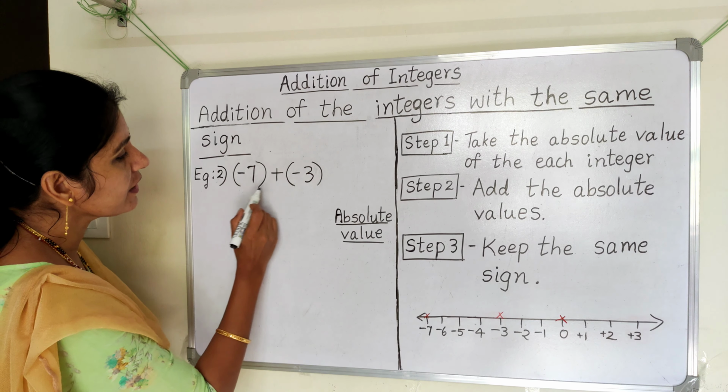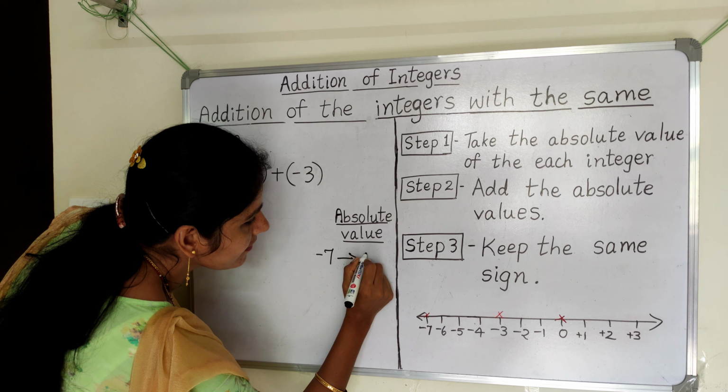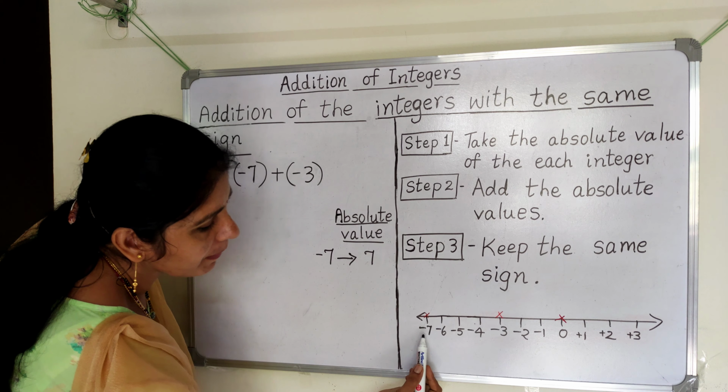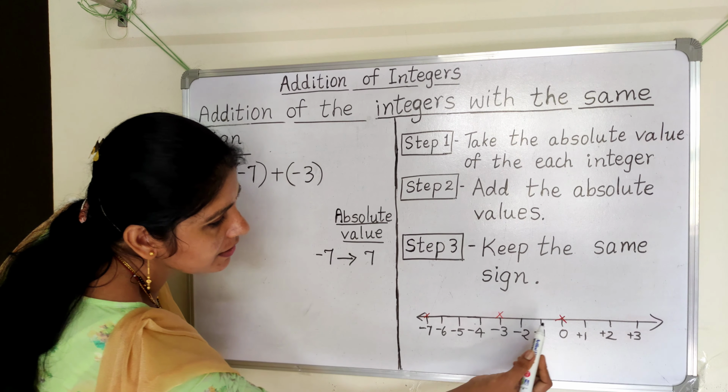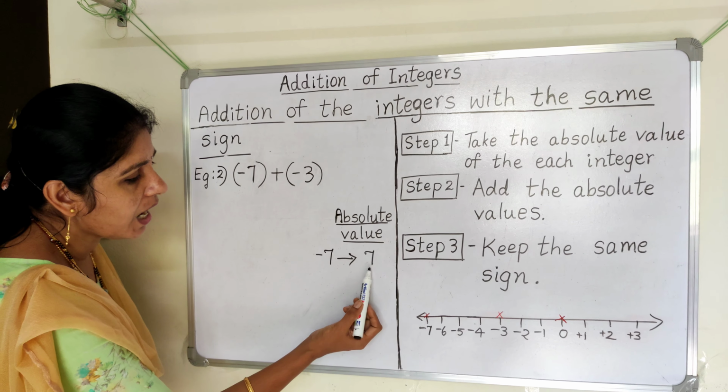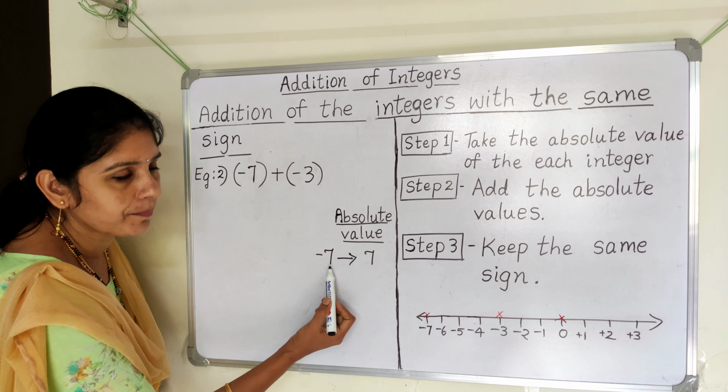Okay, the first number is -7. Its absolute value is 7. Observe the number line. 0 is here, -7 is here. The distance from 0 to -7 is 7. That is the absolute value of -7.